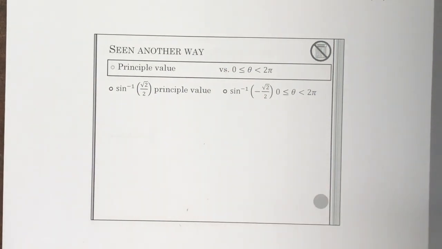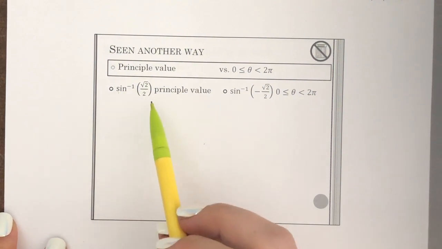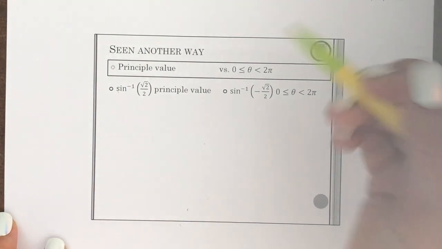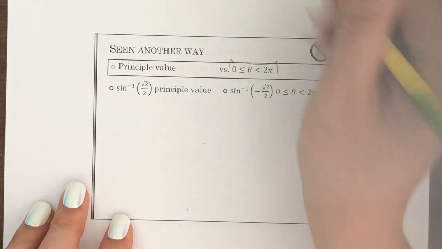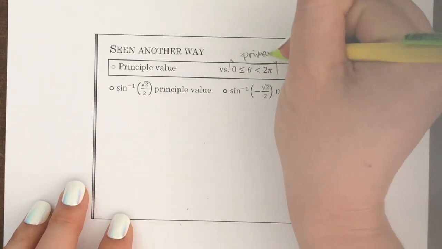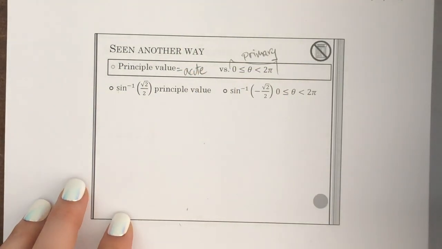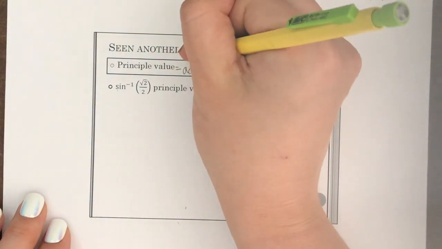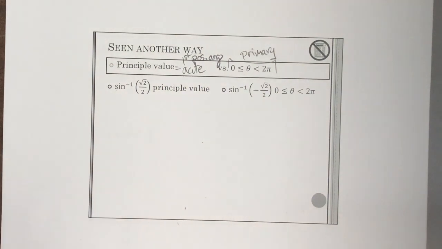All right, seen another way. You're going to do this one in degrees. This is kind of like the same question worded a different way. And then we have this other term, principal value. This means primary values. Principal value means acute, well, it means the first positive angle. That's what principal value means.